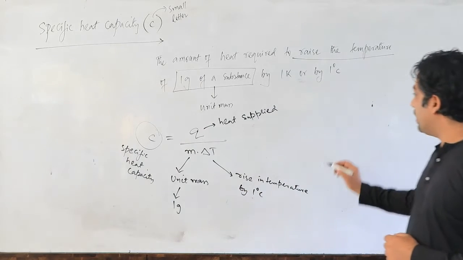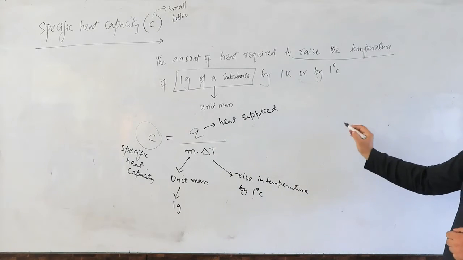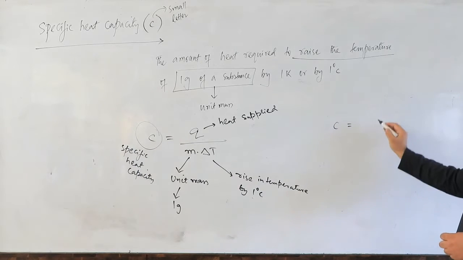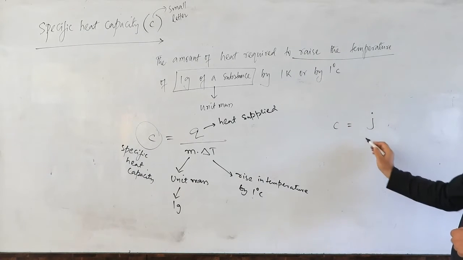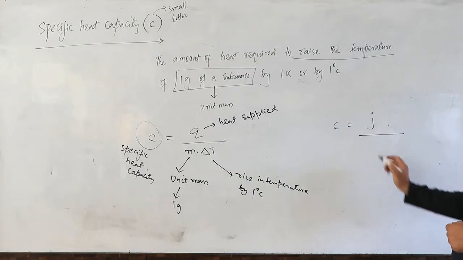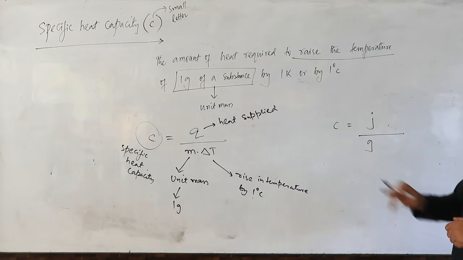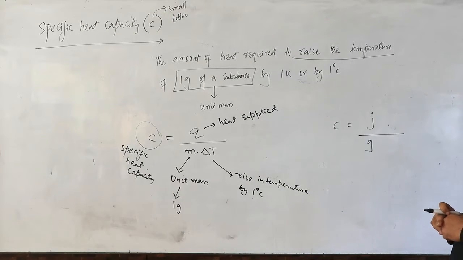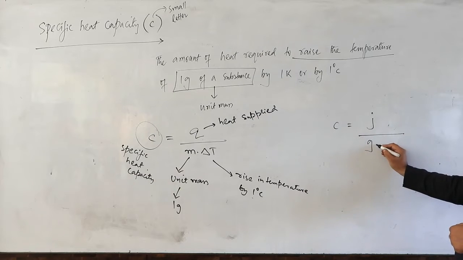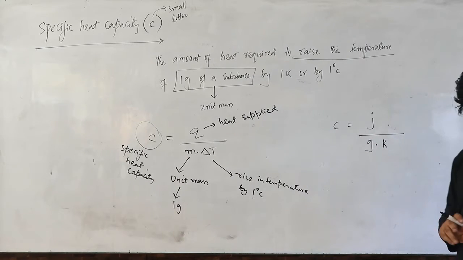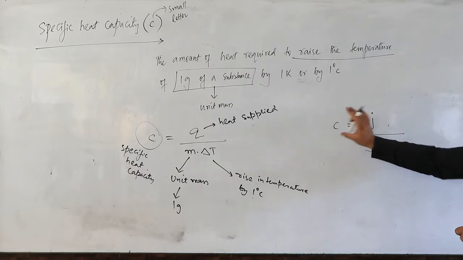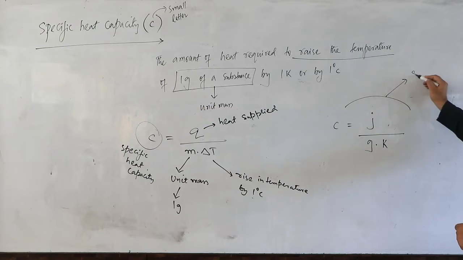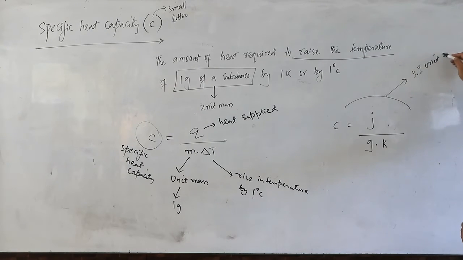So if I write down the SI unit of this, my dear friends, so Q will be basically joules, and mass will be here in grams. If it is in kilojoules, then you can write down kg. So mass of an object will be in grams basically, and then change in temperature will be in Kelvin. Yes, my dear friends. So this is the SI unit of what? Specific heat capacity. So this I can call as SI unit of specific heat capacity.